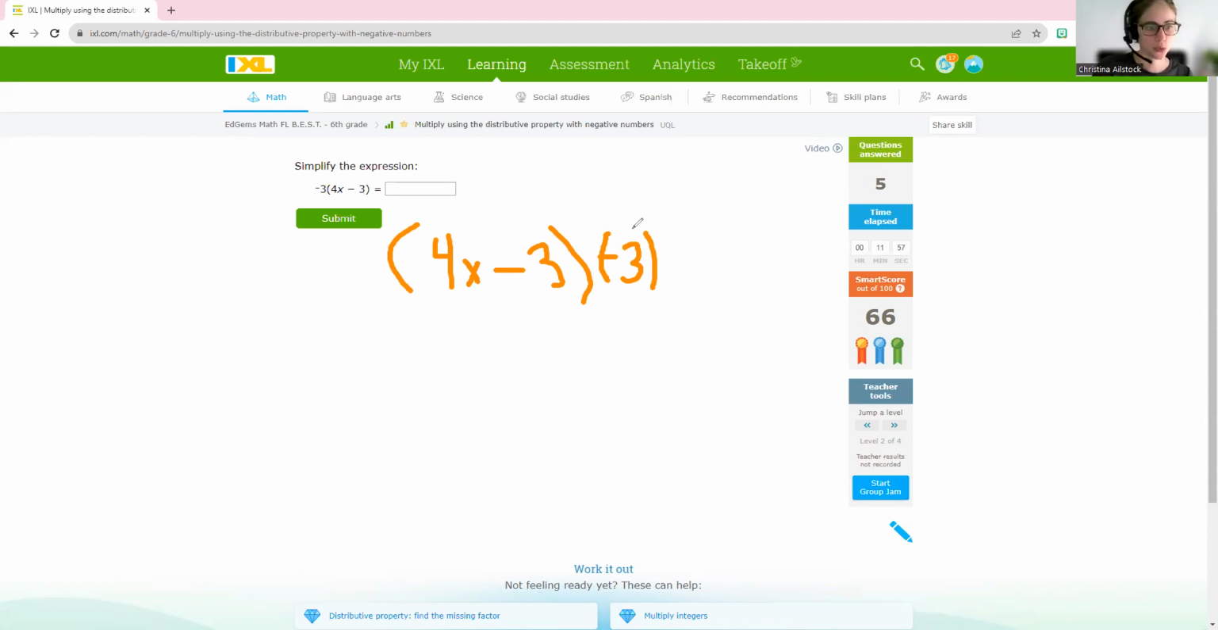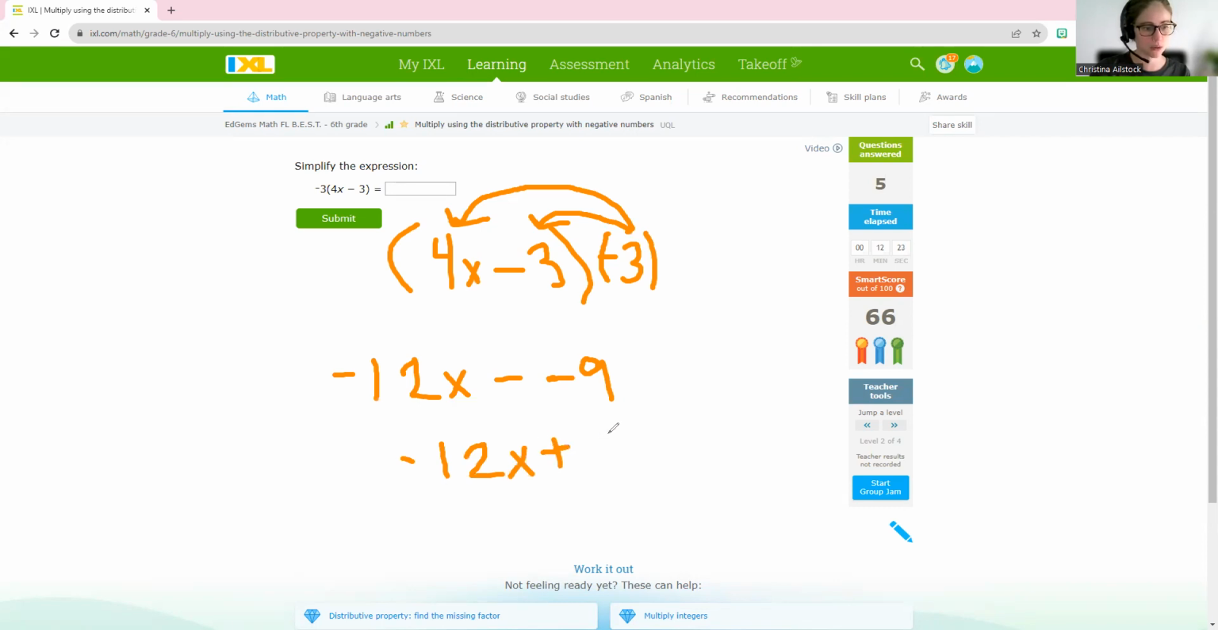process. So we would take negative 3 times 4x, which would be negative 12x. Bring down your subtraction sign. Then negative 3 times 3 would be negative 9. And oh, we're getting lots of these problems with negatives. We have minus a negative. That cancels out and becomes a positive. So becomes negative 12x plus 9 as our final answer.